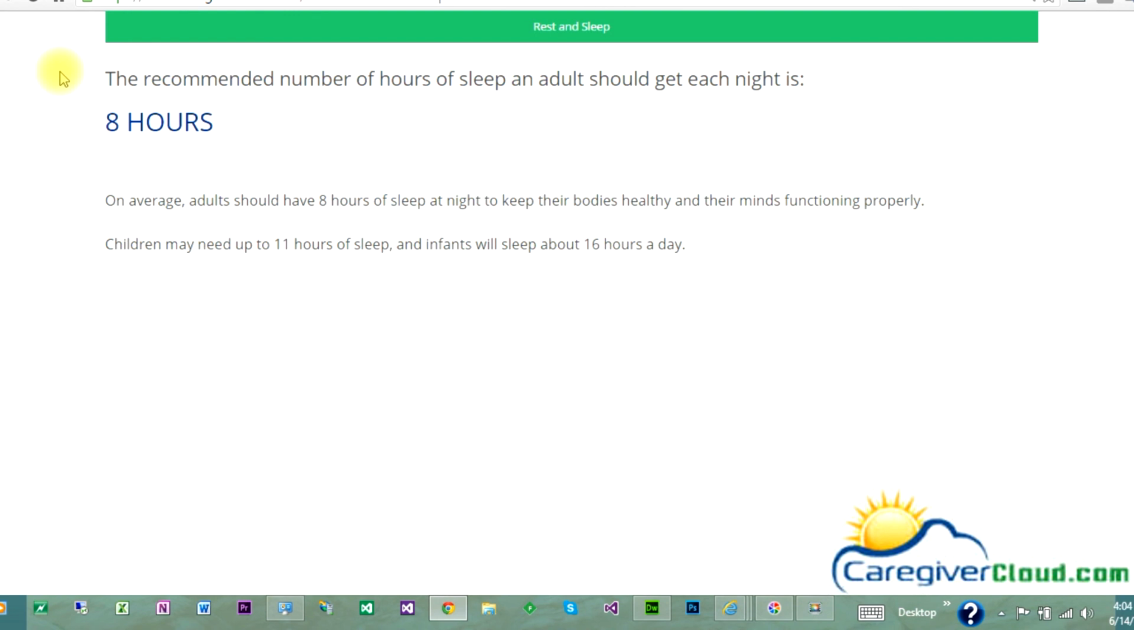The recommended number of hours of sleep an adult should get each night is 8 hours. On average, adults should have 8 hours of sleep at night to keep their bodies healthy and their minds functioning properly. Children may need up to 11 hours of sleep, and infants will sleep about 16 hours a day.